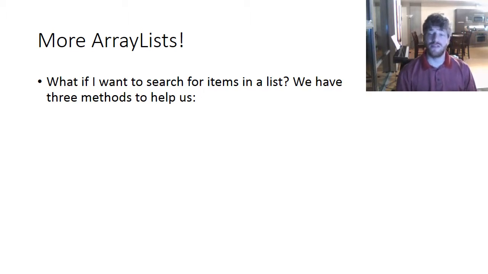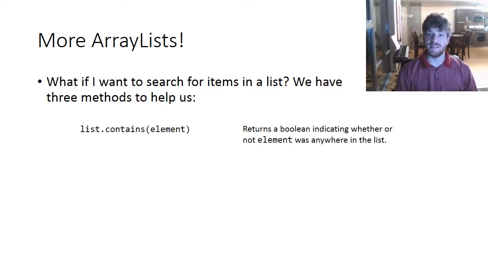ArrayList provides us with three methods to help us accomplish our searching goals. The first is contains. And contains takes one argument and returns a Boolean that says whether or not that element is in the ArrayList anywhere. So it returns true if that element appears anywhere in the array list and false if it does not.